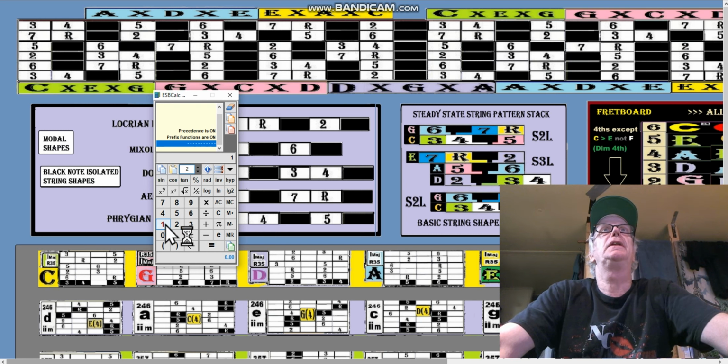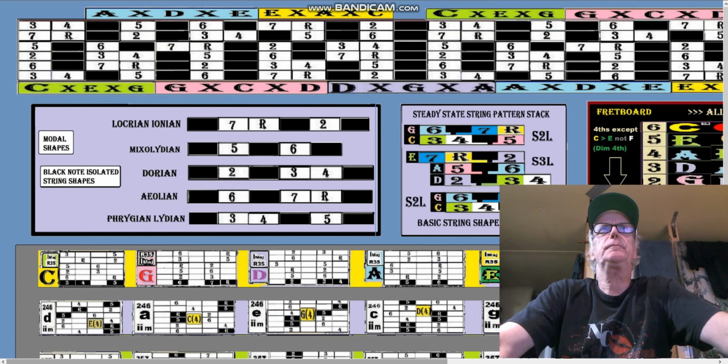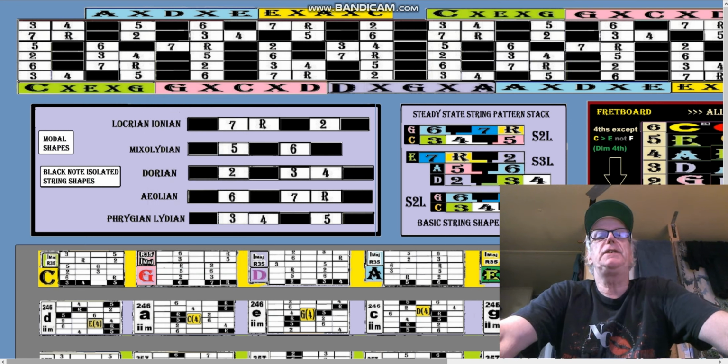Okay, and it's 11 divided by 12, equals 92%. That's 11 keys out of 12. 92% of the fretboard you can play by knowing these string patterns.